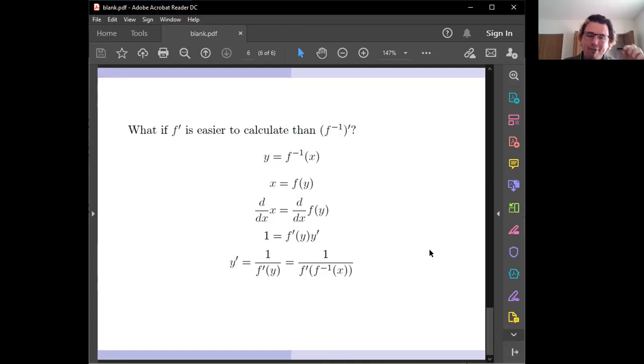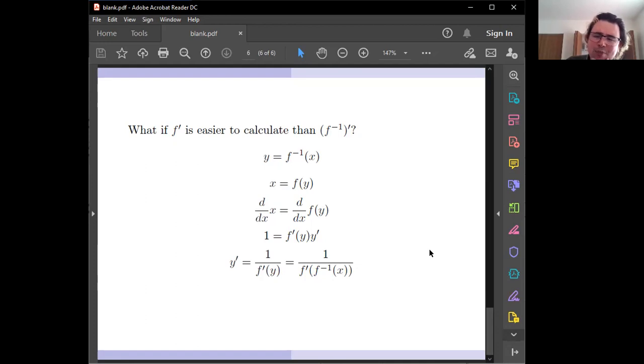So if x is equal to f of y, then it must be the case that the derivative of x is equal to the derivative of f of y. On the left-hand side, that'll be equal to 1. And on the right-hand side, that will be equal to f prime of y times y prime. So I'm using the Lagrange notation for that. Well, the thing I want is y prime, so I'm going to rearrange my equation. y prime must be 1 divided by f prime of y. That's a little funny.